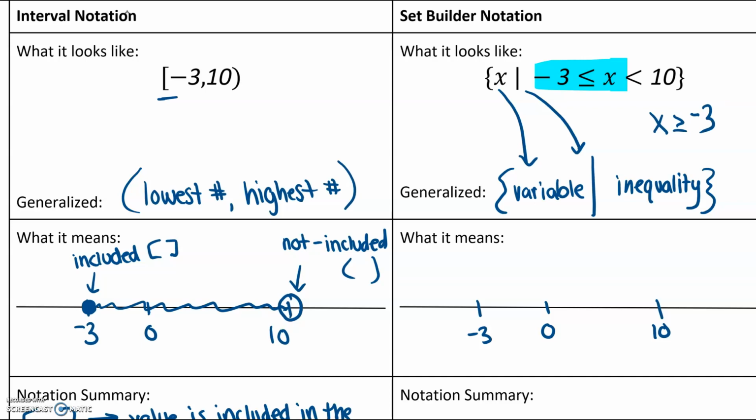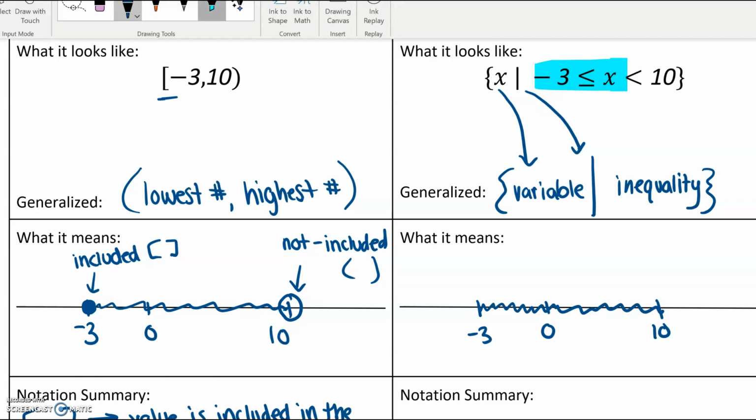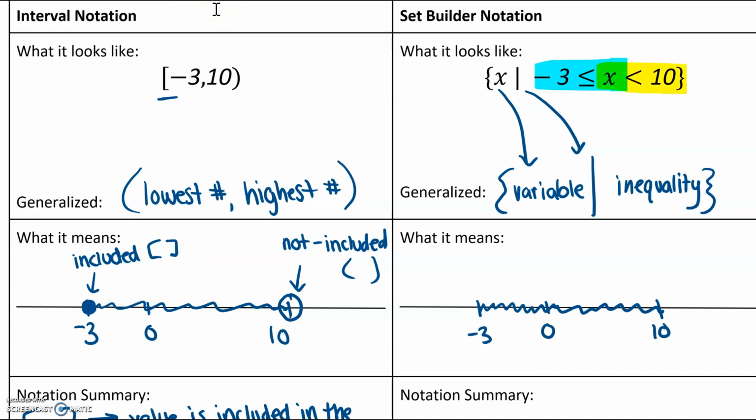Think about this as like an alligator. It's facing the x. It wants to eat the x. That means x is greater. So that means all values greater than -3. So that'd be going this way. But it's a compound inequality, so there's a second half to this, and that's where the 10 comes in. So the other part of this inequality is x is less than 10.